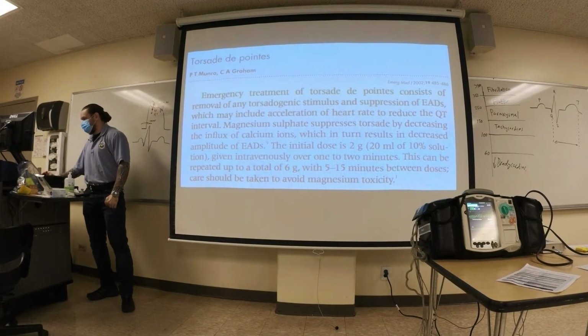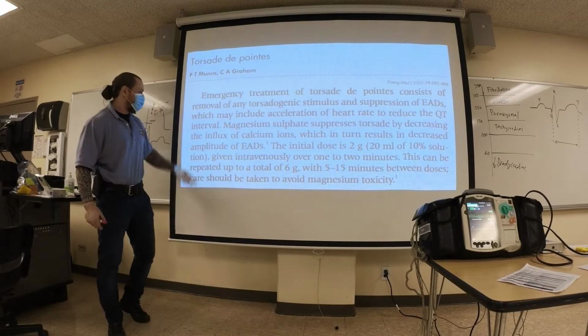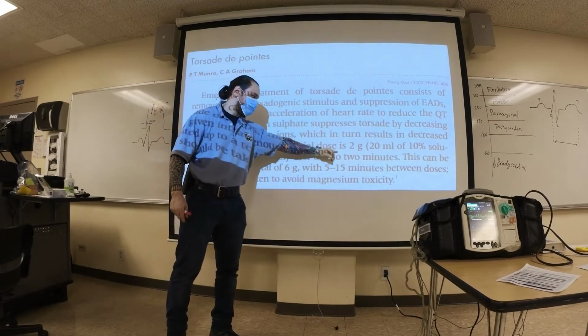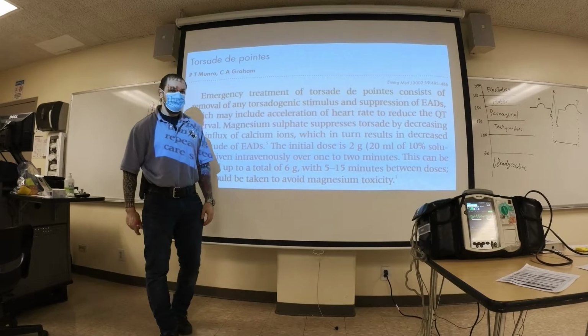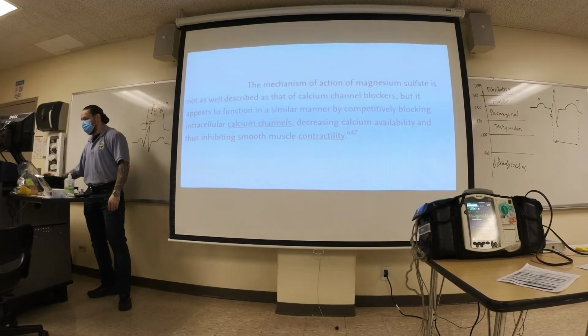Right. So we talked about the dose. You're going to use your protocols to do it. You want to remove this dysrhythmogenic stimulus. They give you an initial dose of 2 grams. What is the dose for us? 2 grams. Right. So, the mechanism we talked about, right?